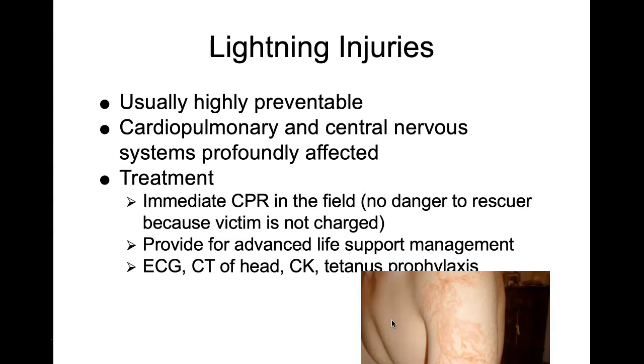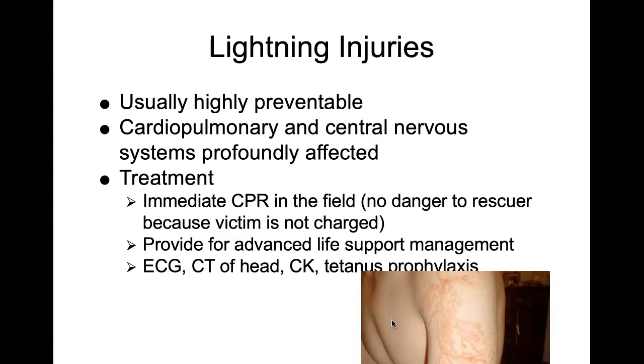Central nervous system injury is also common in lightning strikes. Typically, they have temporary paralysis that affects the lower limbs. They can also have cataracts and tympanic membrane rupture. They can also experience depression and post-traumatic stress disorder. They also can develop skin burns and EKG arrhythmia, so we want to get an EKG on them right away.